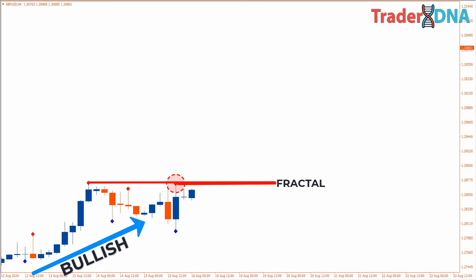But listen carefully, we do not enter the trade just because we see the arrow. That's a rookie mistake. Instead, we stay patient and smart. Here's what we do. We wait for the price to cross above and close higher than the entire candle where the fractal arrow appeared. Not just touch it, it has to break it and close above it.